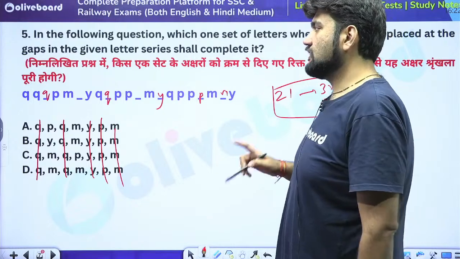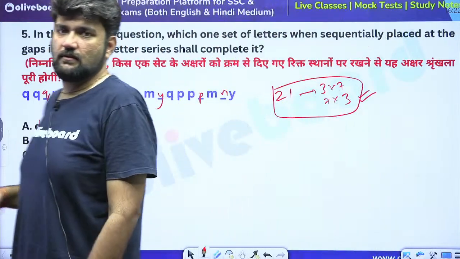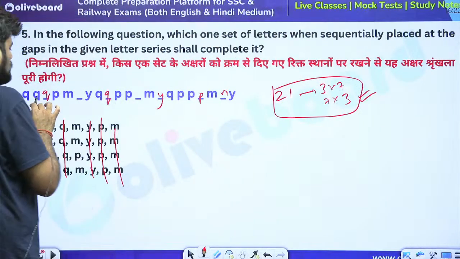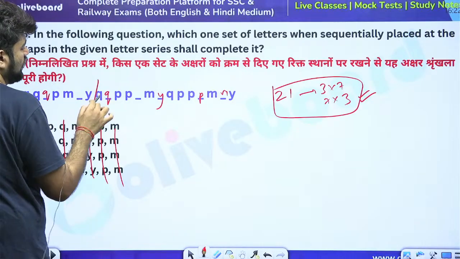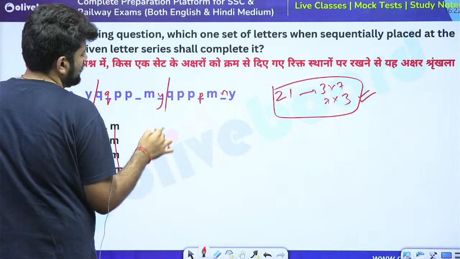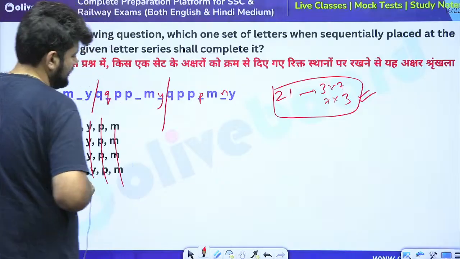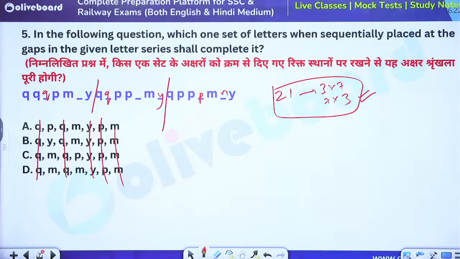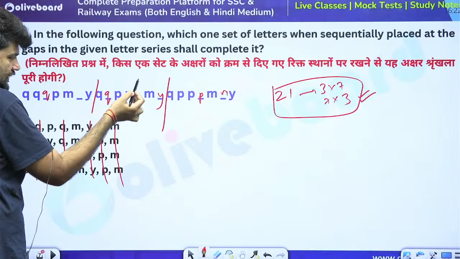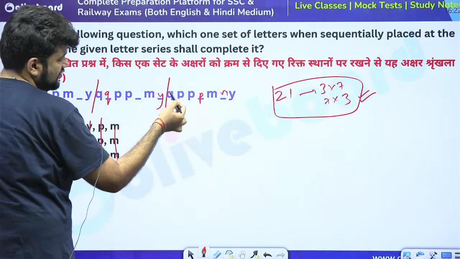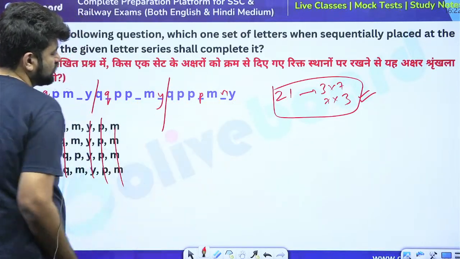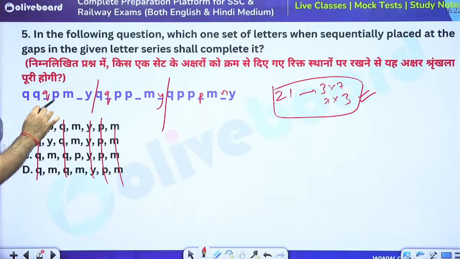That means 7 sets of letters are repeated 3 times. Okay, so check 1, 2, 3, 4, 5, 6, 7. 1, 2, 3, 4, 5, 6, 7. 1, 2, 3, 4, 5, 6, 7. Okay, makes sense. And now we can see that triple Q P M dash Y, double Q double P dash M Y, single Q triple P M M Y. So I think what is changing is only the number of P and Q.